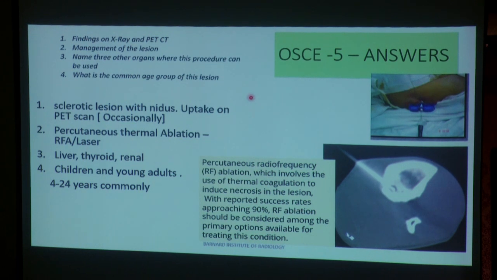The osteoblastoma, I'm sorry, I didn't mention, this is the osteoblastoma, and it is common in the 4 to 24 year age group. Now, percutaneous radiofrequency ablation, we use thermal coagulation to cause necrosis in the lesion, and in osteoblastoma, there is a 90% success rate, and it is the primary option for treating this condition.